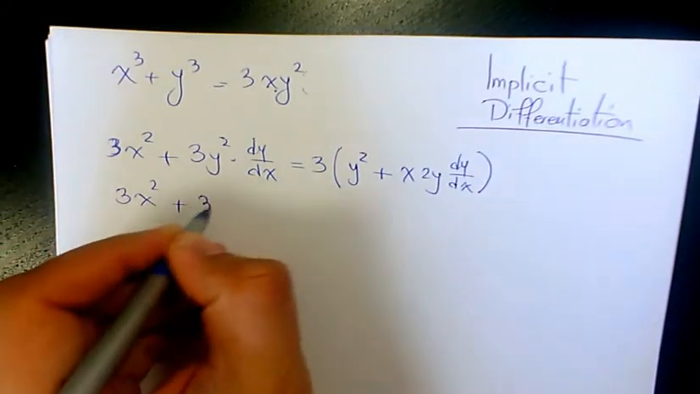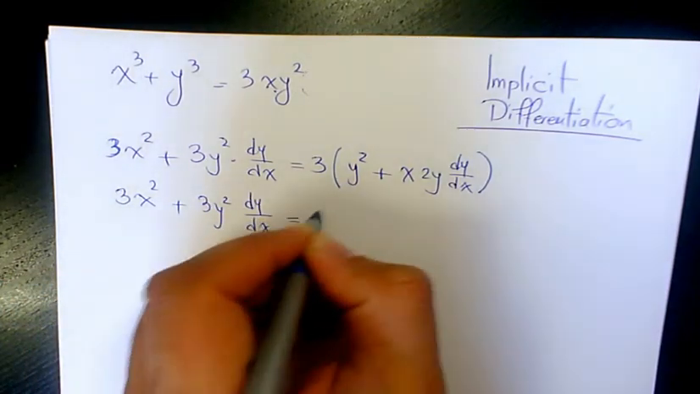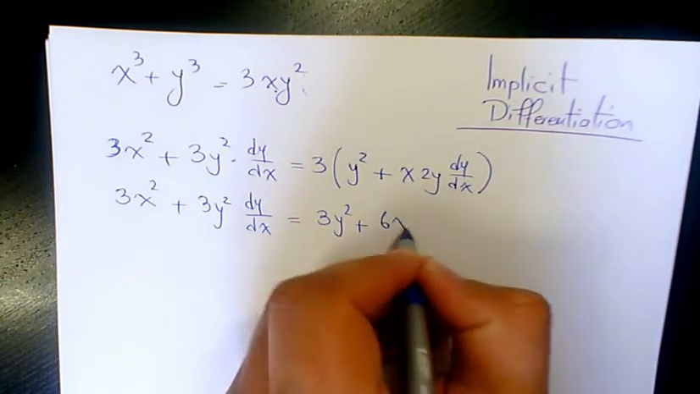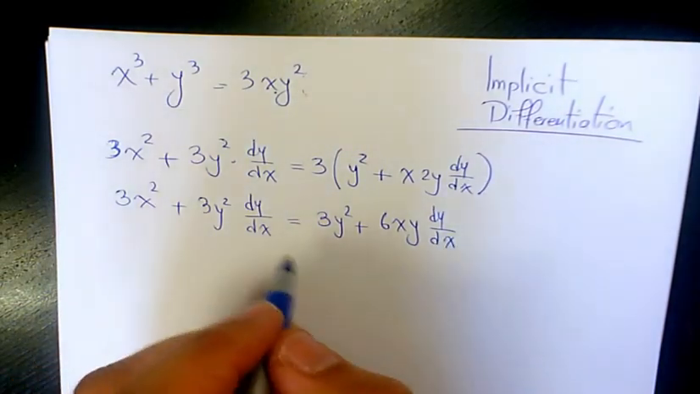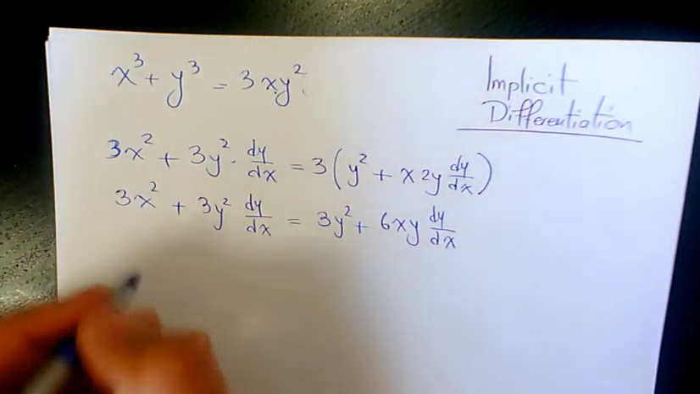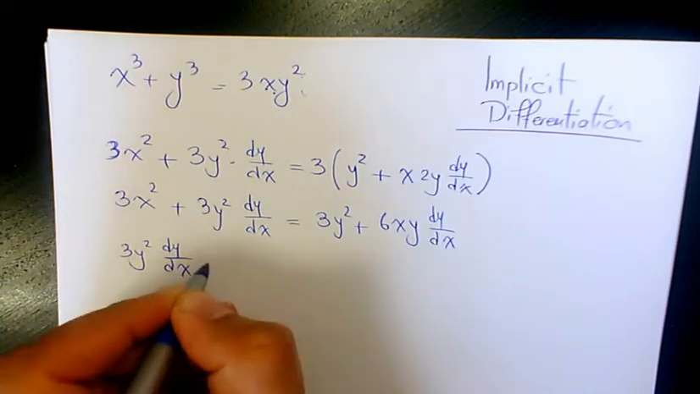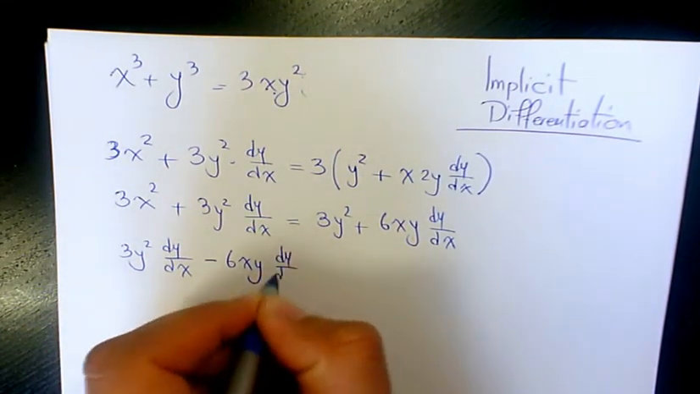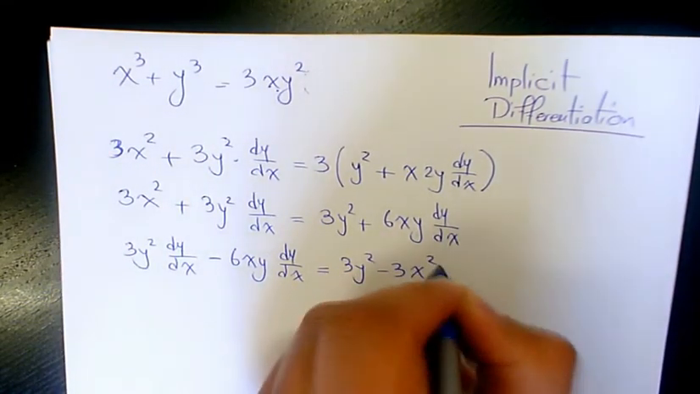It's going to be 3y squared dy over dx equals 3y squared plus 6xy dy over dx. Then we have these two. We move it to the left hand side, so it's going to be 3y squared dy over dx minus 6xy dy over dx equals 3y squared minus 3x squared.